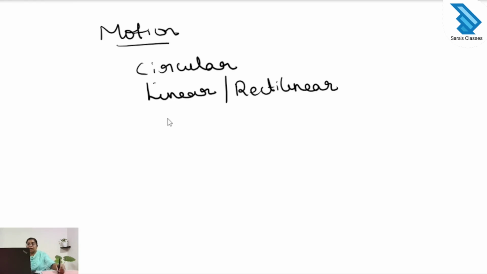And third one is oscillatory motion. So what is circular motion? Circular motion means the movement of a fan. We can say it is an example of circular motion. The object is moving in a circular path, and it is known as circular motion.